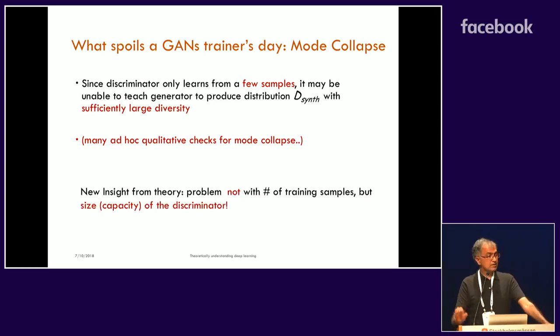So now I'm going to tell you a very simple but striking theory, which gives a new insight, that this problem of mode collapse is not so much with the number of training samples per se, but with the size or capacity of the discriminator. Okay? And we already saw that this notion of quantifying discriminator capacity is a thorny one, but for purposes of the rest of this theory, just think of it as the number of parameters. Okay?